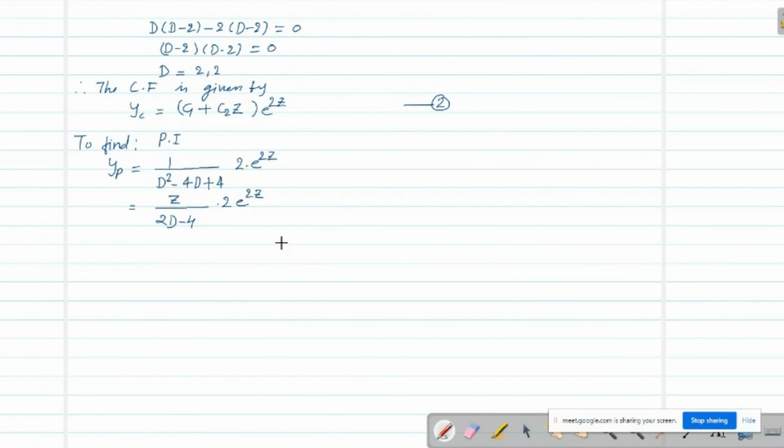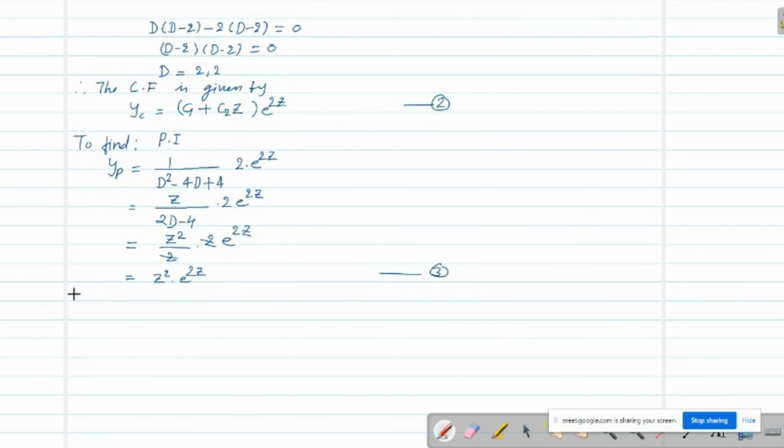So for this, what I have to do is again differentiate the denominator and multiply by z. So multiply by z, this becomes z square, and differentiating with D, you will get 2, into 2 e raised to 2z. And this 2, 2 cancel. So this becomes z square into e raised to 2z. This is your yp. Name this equation number 3.